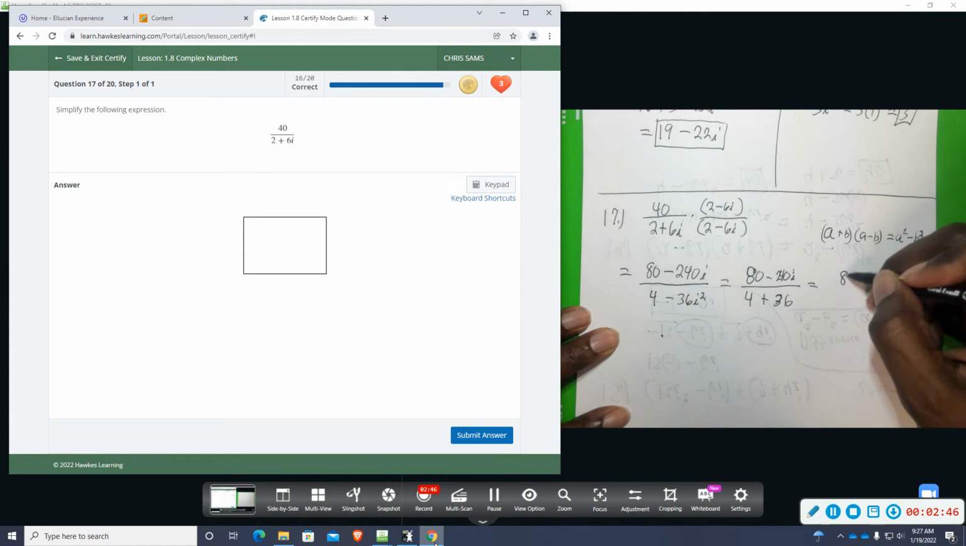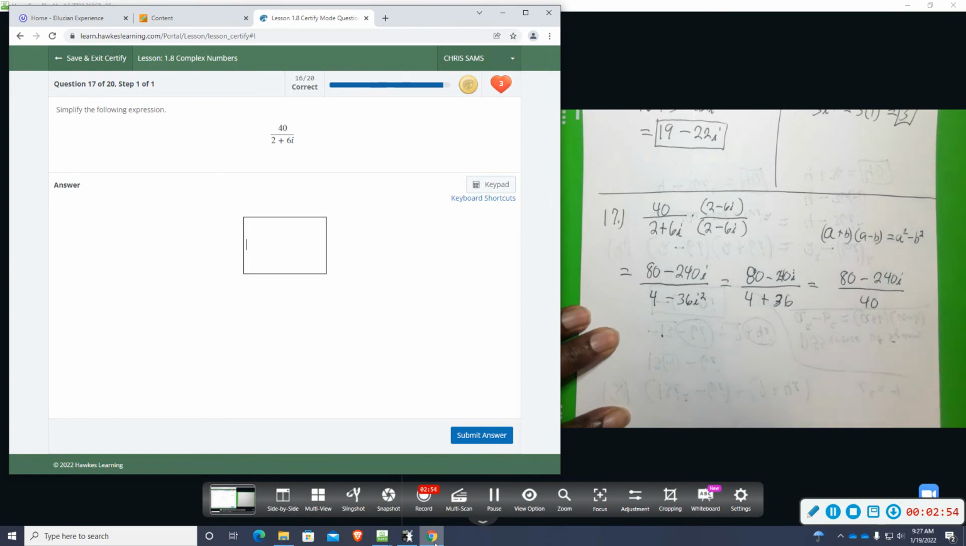Okay, so then we have 80 minus 240i over 40. And then we're going to reduce. So both these terms are divisible by 40, so we're going to divide out 40. 80 divided by 40 is 2, and 240 divided by 40 is 6. And we've got to bring down our i. So 2 minus 6i will be our final answer. It's weird that it came out to be the complex conjugate, but it worked out that way this time.